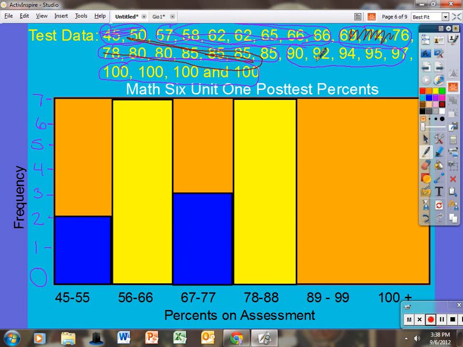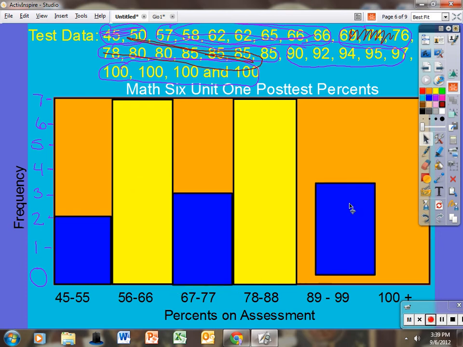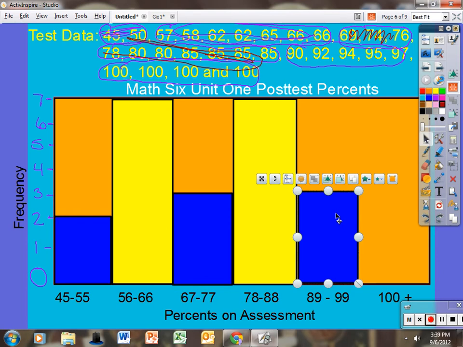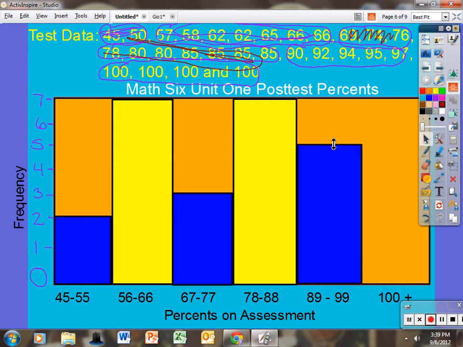Okay, now I have 90, 92, 94, 95, 97. Those would all fit in this bin with an 89 to 99. So we take a look here. I'm going to duplicate this. You would obviously just redraw another rectangle. And I'm sorry, how many did we say we had? 1, 2, 3, 4, 5. There's 3, 4, and 5. Okay, good.